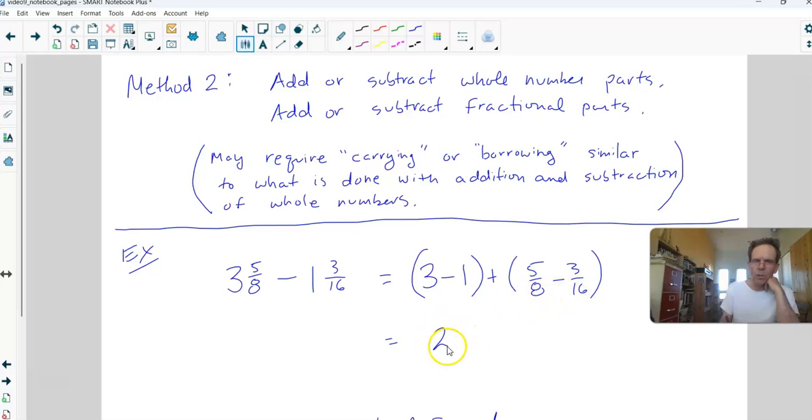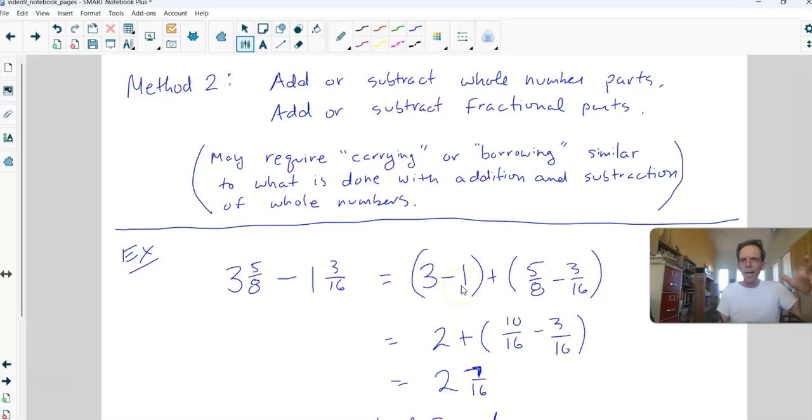3 minus 1 is 2. And then what do we have here? 5/8. We need to get this in terms of sixteenths. 8 goes into 16 twice, times 5 is 10. You can see we're getting the same answer as we got before, 2 and 7 sixteenths. But we did it by just working on whole number part and fractional part separately. Okay.